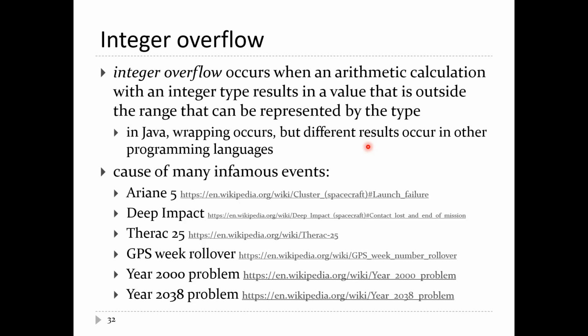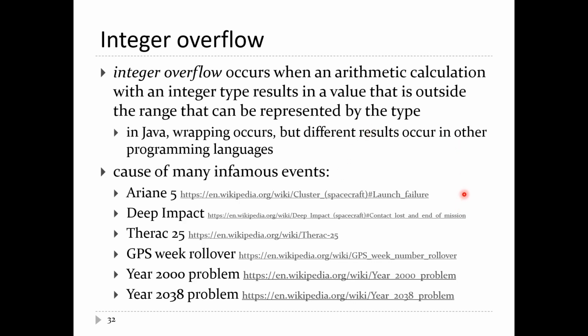In particular, some of the more modern languages will let you choose what happens when integer overflow is detected. But in Java, the wraparound happens and it happens silently. So you get no warning and you get no error. Now integer overflow happens to be the cause of many famous or infamous events.